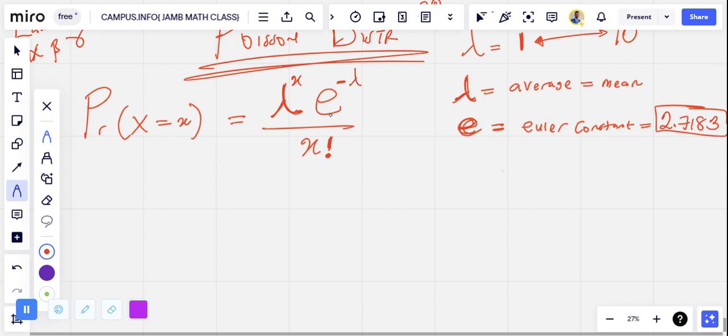Okay, we don't have any issue with the E now. We don't have any issue with the Lambda. You already know what your X is. X is the outcome value you're actually looking for. So guys, that means I have to pick questions on Poisson. If you have any questions, please ask.